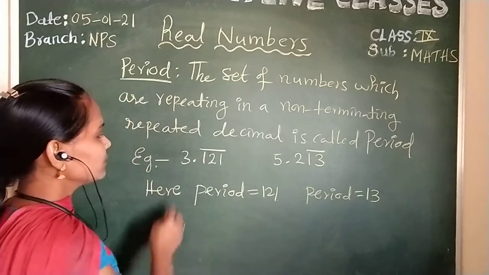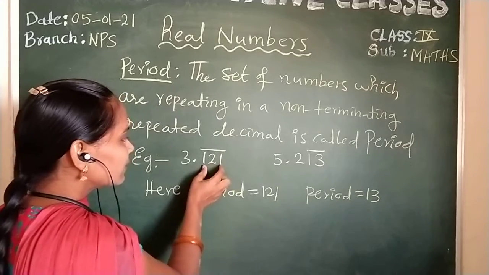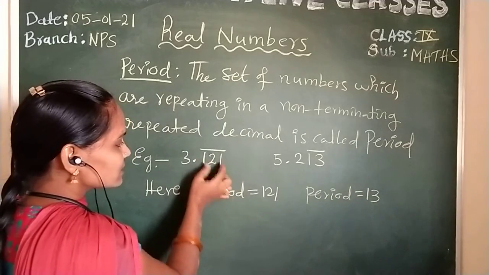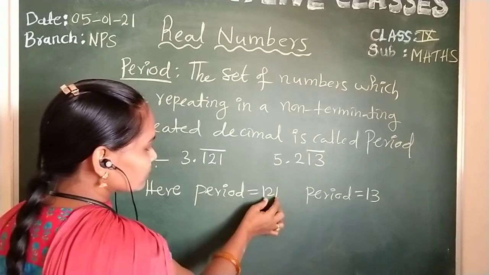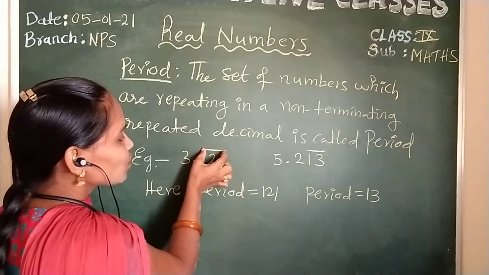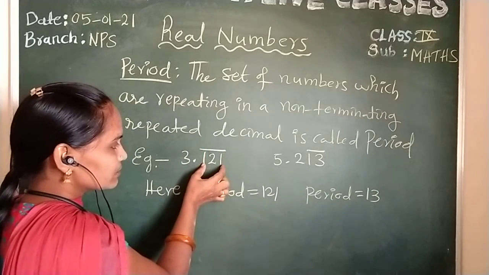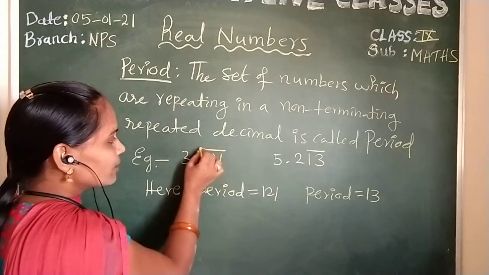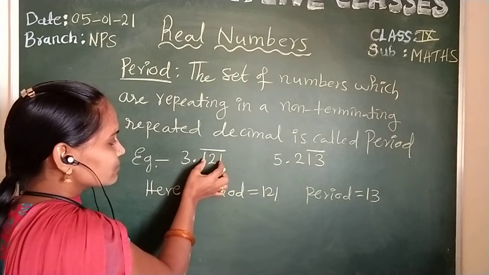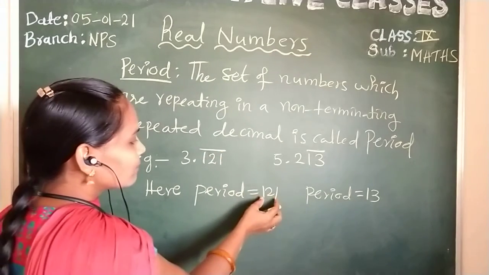See, example: 3.121 bar. Okay, here period is this 121. This is a set of numbers, the set of numbers which are repeated in a non-terminating recurring decimal. Okay, this is under the bar. How many digits are repeating, that is called period.